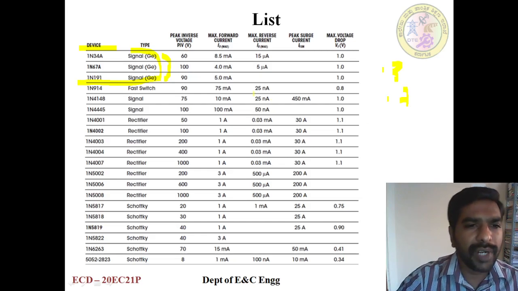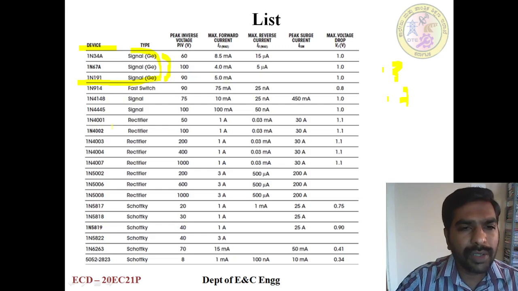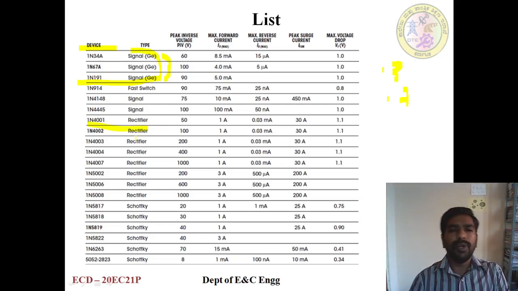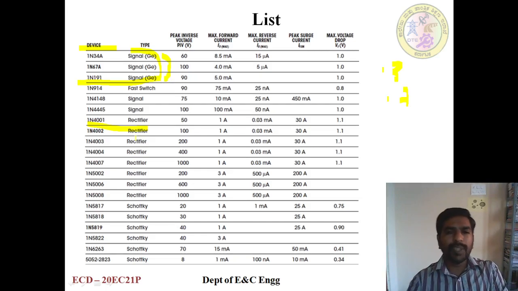See, there are some rectifier elements also. The main concept is that a diode is used as a rectifier. Why? Because it converts the alternating component to a direct component, because it works only in one direction. And there is also the peak inverse voltage.